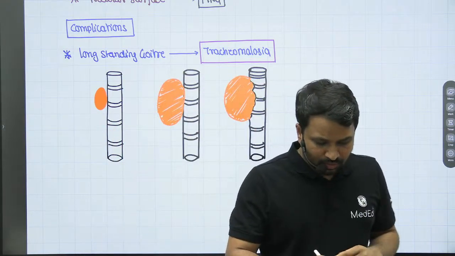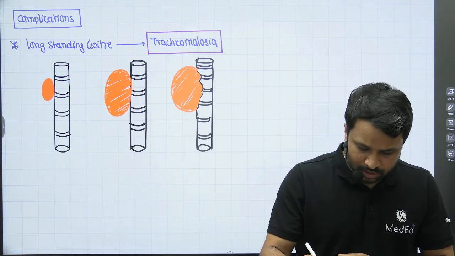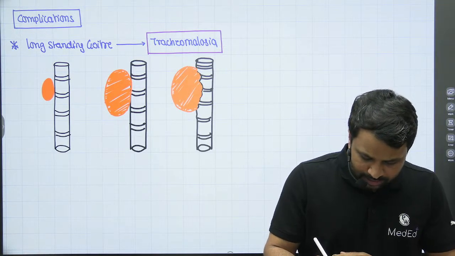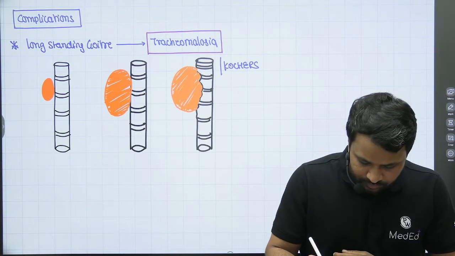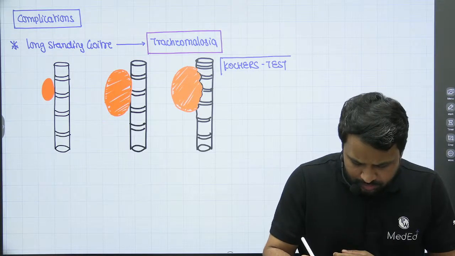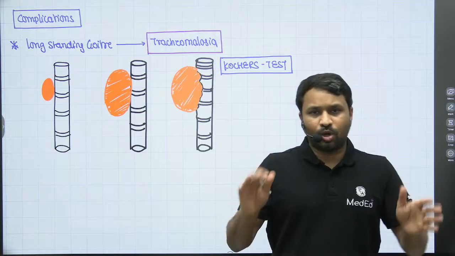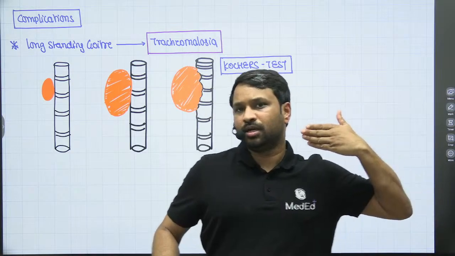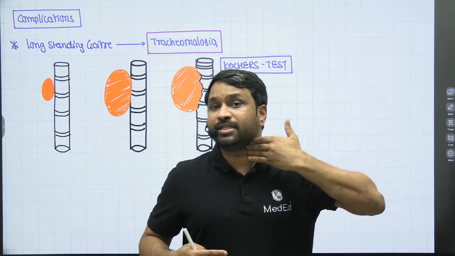For that we have a test, and the test is what we call the Kocher's test. To see this, we will do the Kocher's test. Kocher says it's quite simple. All that you have to do is take your hand, exert pressure on the trachea from the lateral side, from any other side, and see what is going to happen.